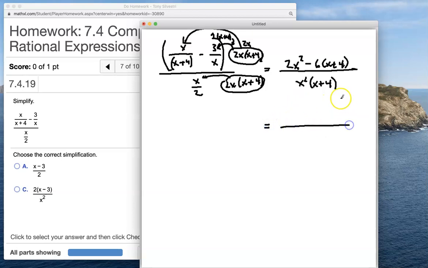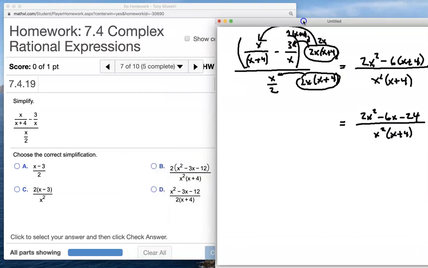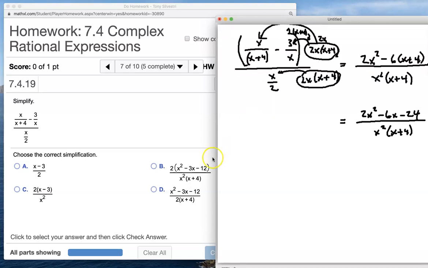Let's see. I'm going to multiply this out. 2x squared minus 6x minus 24 over that x squared, x plus 4. Let's see if we see something like that in the answers. The only one that has an x squared, x plus 4 is this guy down here.